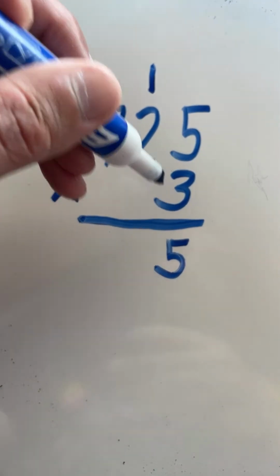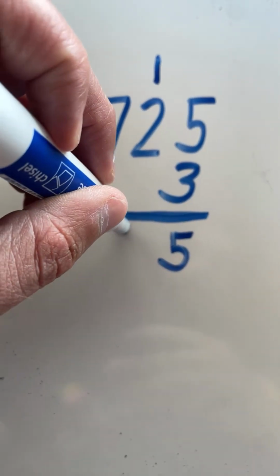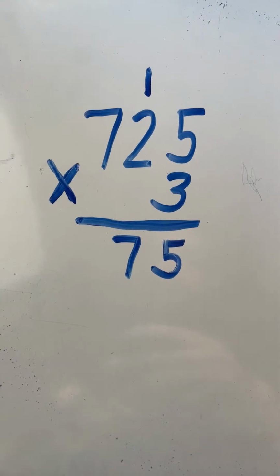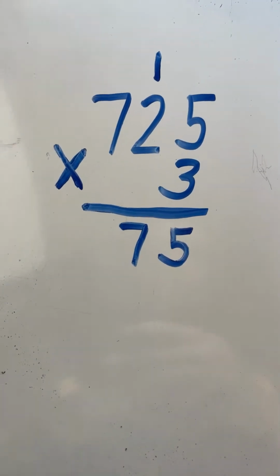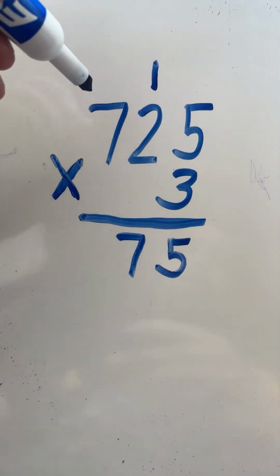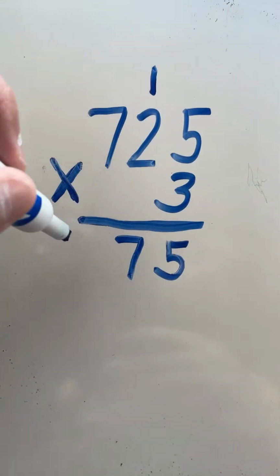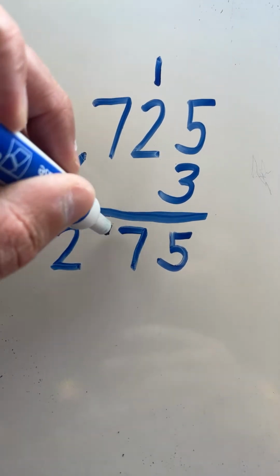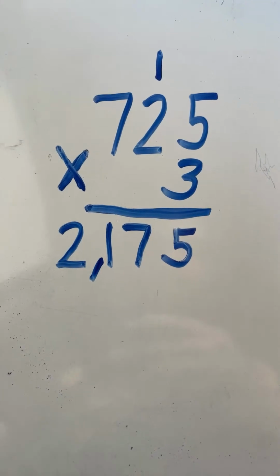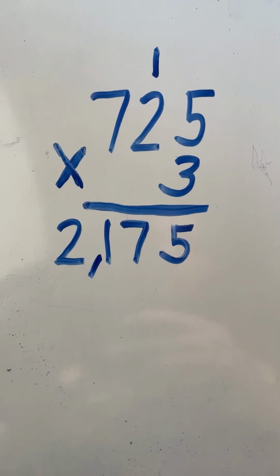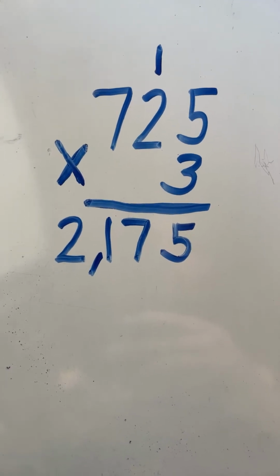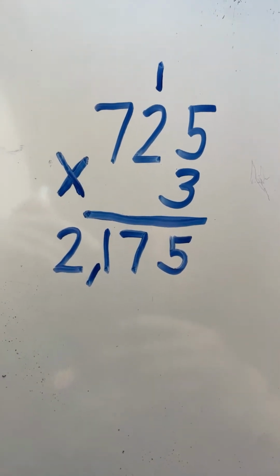2 times 3 equals 6, plus 1 equals 7. Now we do not need to regroup here or carry anything over because our product is less than 10. We only regroup when our product is 10 or more. 7 times 3 equals 21. And we have our final answer. 725 times 3 equals 2,175.